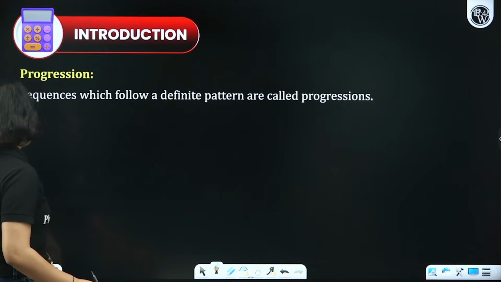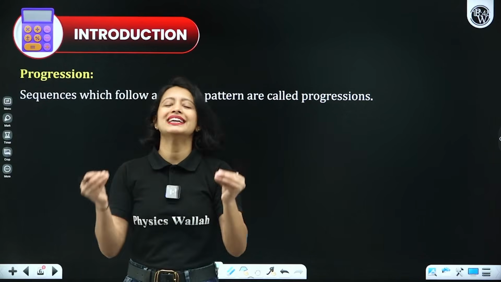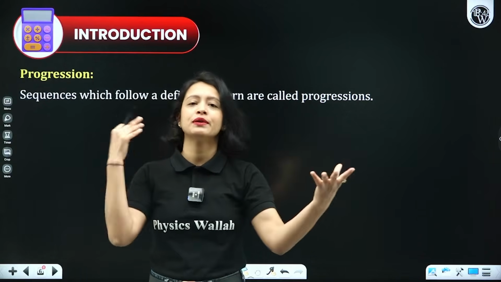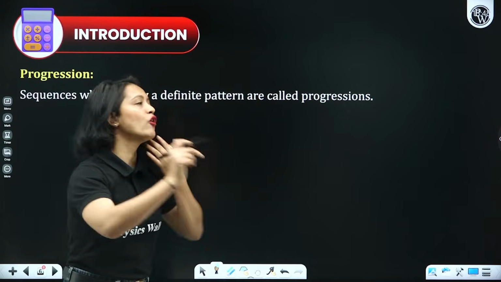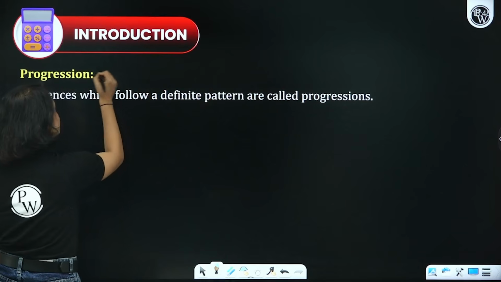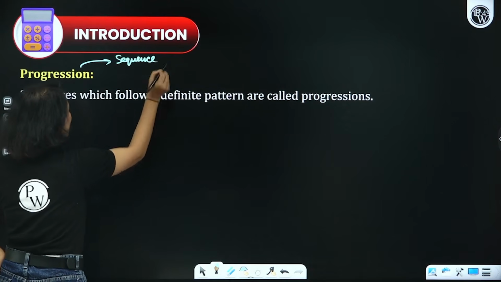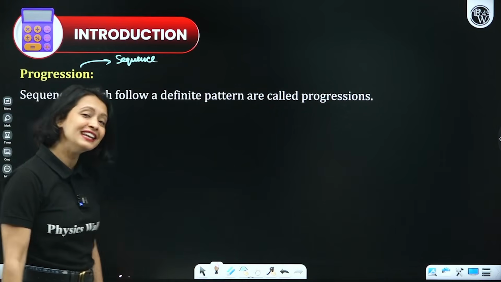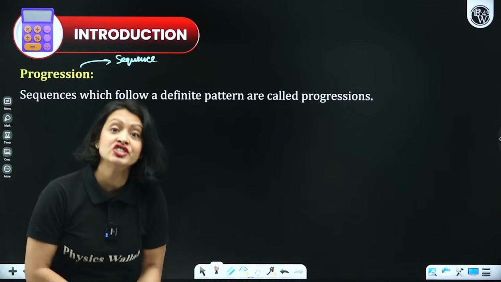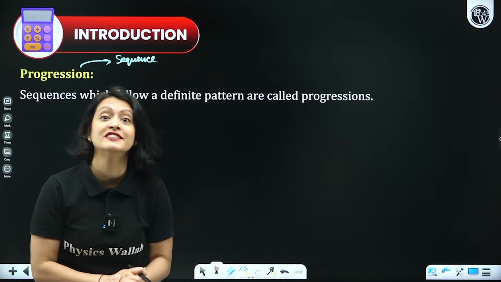Okay, now let's move on and let's talk about progression. See, what is the difference between a sequence and a progression? That is what we will be focusing on, right? So, first of all, a progression is a sequence. It is a sequence, guys, but it is a special type of sequence. How special? Basically in a progression, you can always find any term using a specific rule.